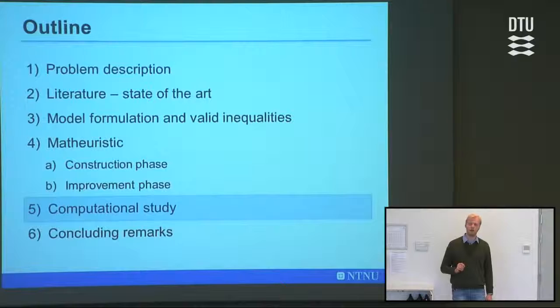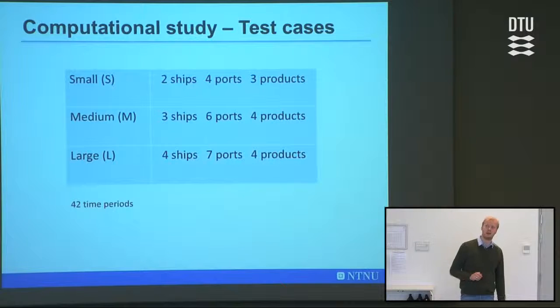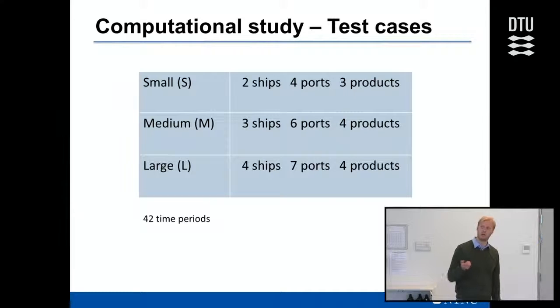We have done a computational study. We have 3 different cases, a small one. You see here, it's not the really big problems that we can solve, but for maritime inventory routing problems, this is usually the sizes that we are working with. So the small one has 2 ships, 4 ports, and 3 products. The medium is a bit bigger, and the large is even bigger than that.